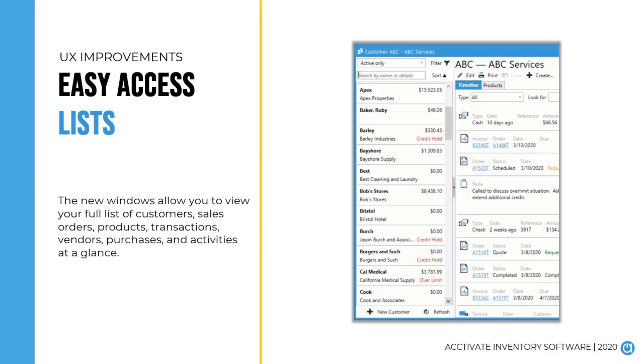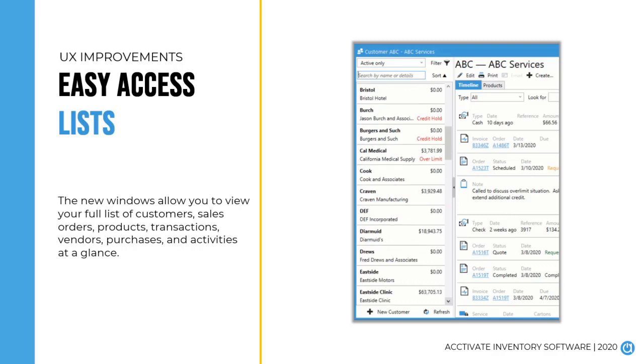To go along with the left menu navigation, we now have new windows for your customer, sales, product, transactions, vendors, purchases, and business activity lists. These new list windows give you the ability to quickly search or filter and present your most important data in a concise view.